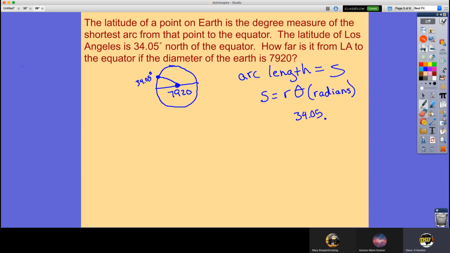Pi over 180. That's correct. We're going to multiply by pi over 180. And then whatever that answer is, we're going to take times the radius. What's the radius? Okay, we would just take our diameter and divide by 2, right? So whatever this ends up being, and I don't remember. Yes, that's correct.